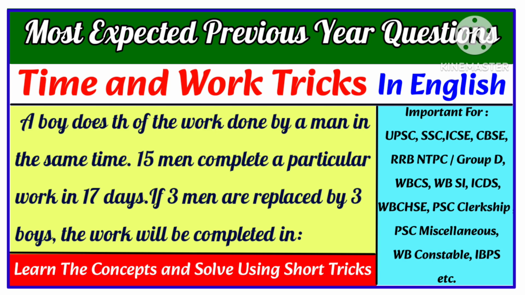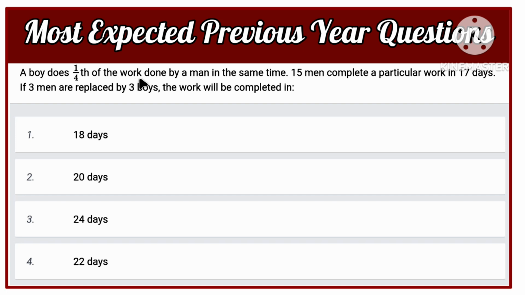Here it is given that a boy does 1/4 of the work done by a man in the same time. So if the time is constant, in the same time a boy can do 1/4 of the work done by a man. From here you can find out the ratio of efficiency of man and boy, that is 1/4. That means if a boy can do 1 unit of work in a particular time, in that particular time the man can do 4 units of that work.